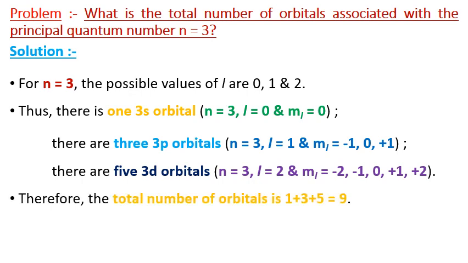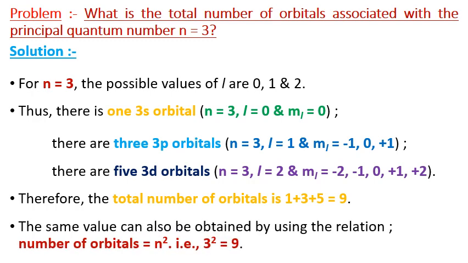Therefore, the total number of orbitals is equal to 1 plus 3 plus 5. That means one 3s orbital is there, 3 3p orbitals are there, 5 3d orbitals are there. Total number of orbitals is equal to 9. The same value can also be obtained by using the relation the number of orbitals is equal to n square. That is, n value is 3, if it is squared, that gives the value of 9. That means the total number of orbitals associated with the principal quantum number n is equal to 3 is 9.